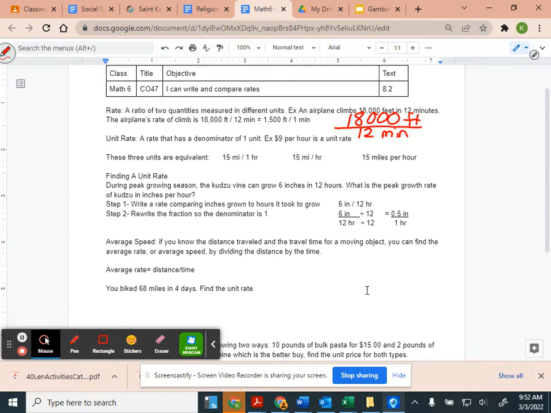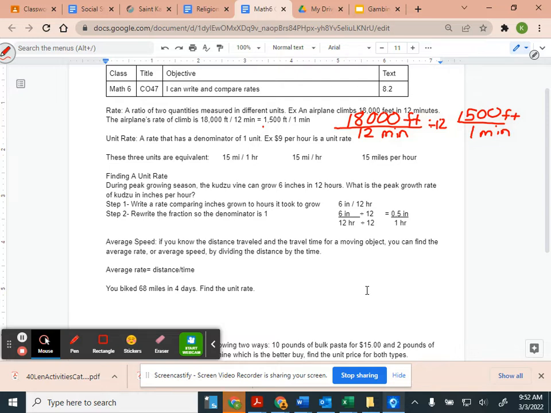What we can do is simplify it. I could divide a 12 out. Greatest common factor would be 12. If I divide 12 out of 18,000, I get 1,500. 12 divided by 12, I get 1. So I can go 1,500 feet in 1 minute.